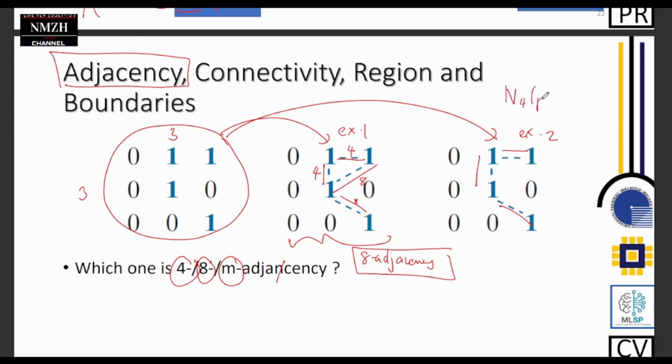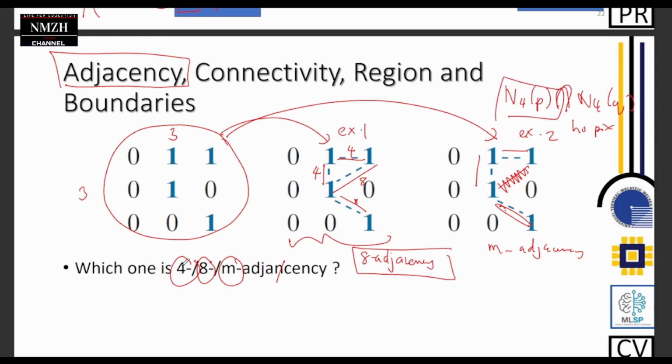N for P and N for Q. So meaning there will be no pixel. So here it is not connected, right? So only this dash line does not exist. So whereby this would be known as M adjacency, because they don't have the intersect of N4P and N4Q, right? So that would be M.